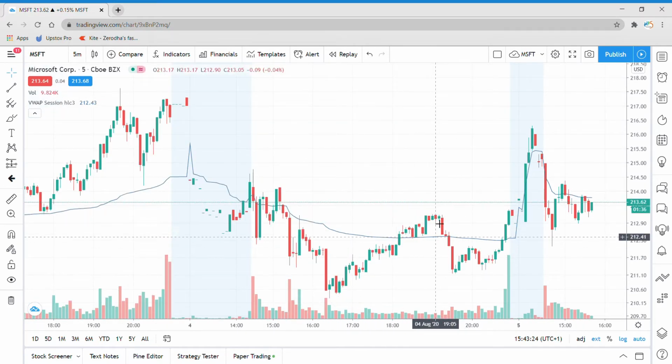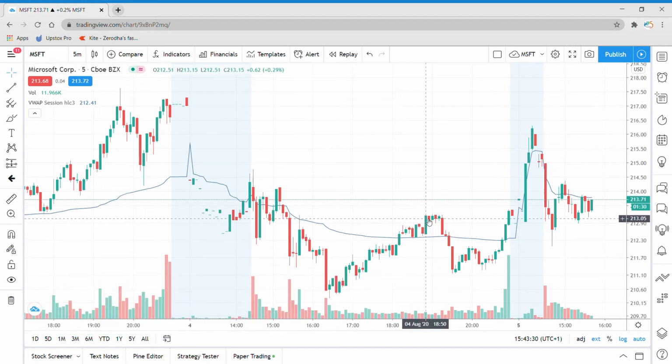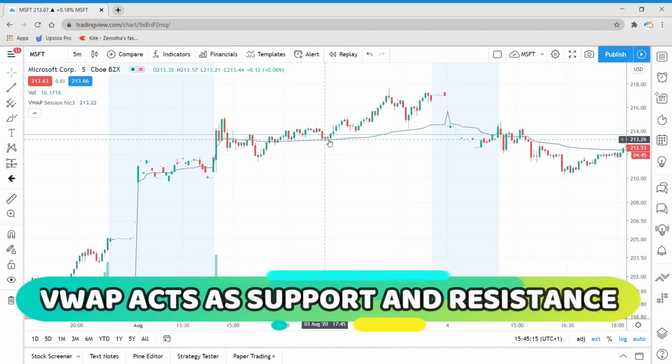If you see here, the price broke VWAP and then took VWAP as a support for it to go higher, but then it didn't manage to and then broke down back below the VWAP. VWAP has also acted as a support for the price over here, etc. So this shows that VWAP acts as support and resistance.